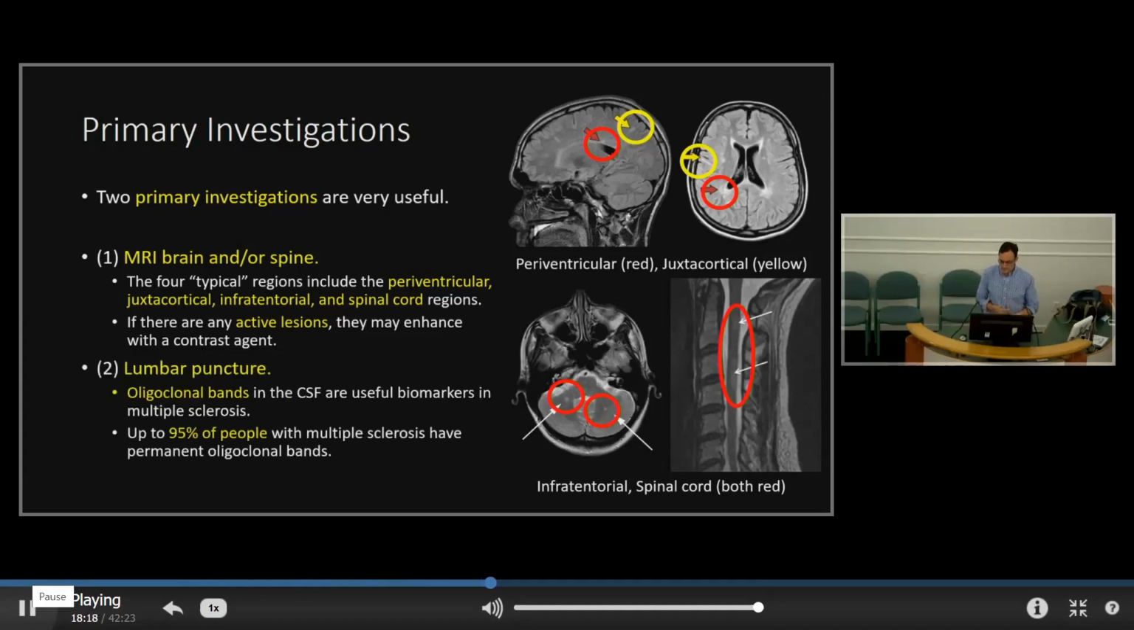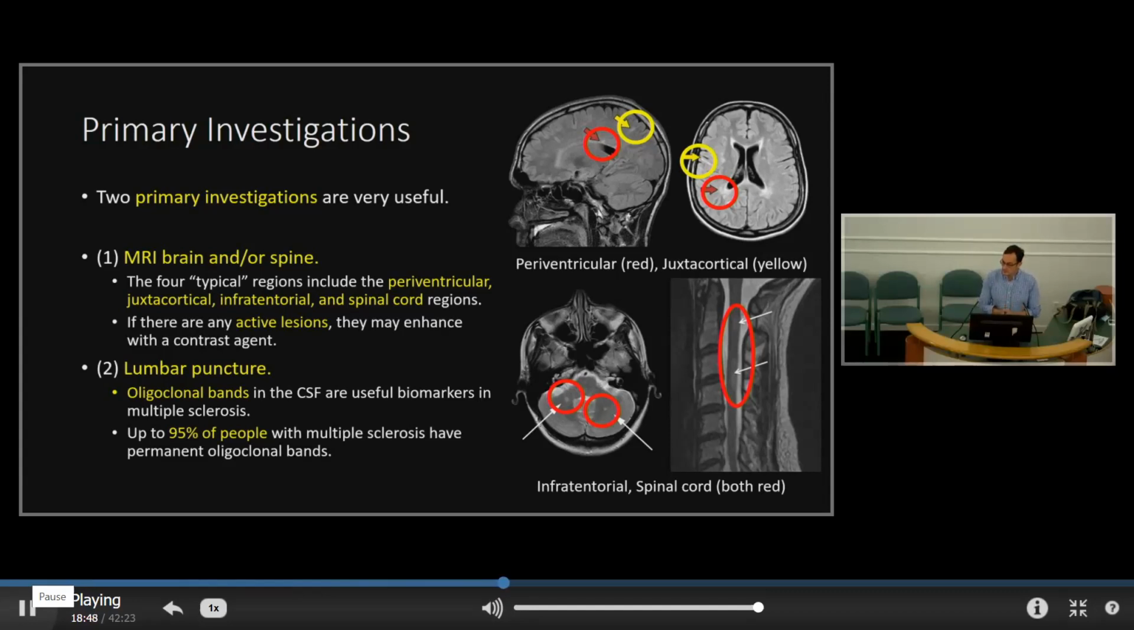The other investigation we often use is the lumbar puncture. And again, we're looking for oligoclonal bands. These are very useful biomarkers in MS. Up to 95% of people have them permanently, so even between relapses, they'll have them. And again, they are due to depositions of immunoglobulin protein that are indicative of an immune reaction within the central nervous system. Okay, so those are your two main investigations for MS in terms of making the diagnosis.